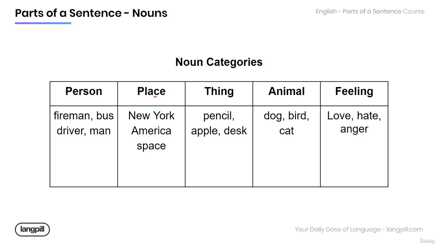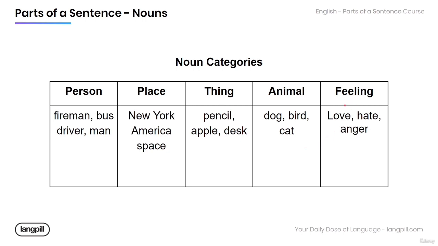You have places. These are actual places. New York, America, okay? Space, outer space. These are place nouns. Things can be nouns. These are non-living things like pencil, or living things like apple, okay? Desk. Things that aren't people, they aren't places, okay? These are considered things. And you have animal nouns. Dog, bird, cat, any type of animal.